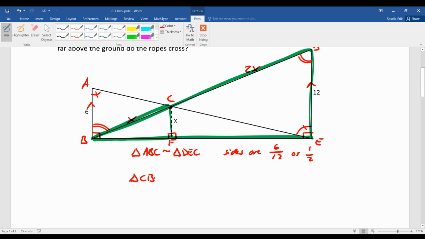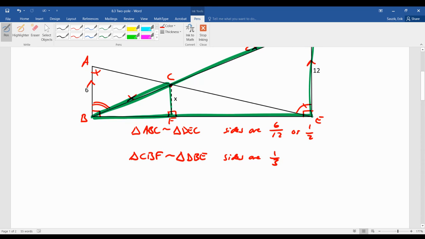Okay? So the ratio triangle, if I call this triangle CBF, is similar to triangle DBE. Sides are, what did we say, 1 to 3, right? Because it's x to 3x. Well, this vertical leg, x, is to this vertical leg, 12, 1 to 3. Cross and solve, and you get that height of the intersecting ropes is 4.